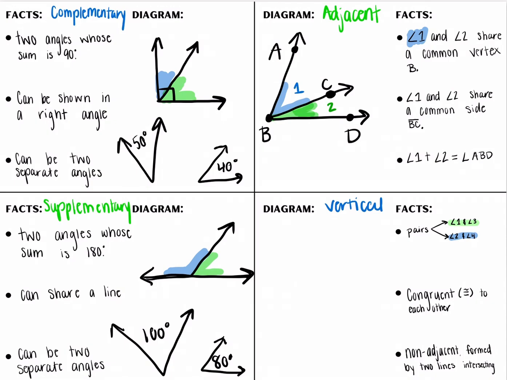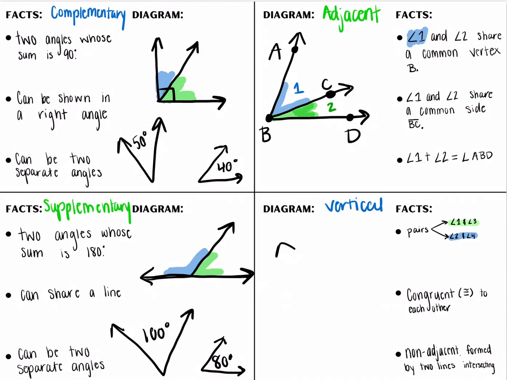They're not equal. If there was an angle bisector, they would be equal, but it's not. And we'll get to angle bisectors in the next lesson. Okay, and then vertical angles. So vertical angles happen when two lines intersect. Okay, they're non-adjacent. That means they are not sharing a common side and they are not next to each other.